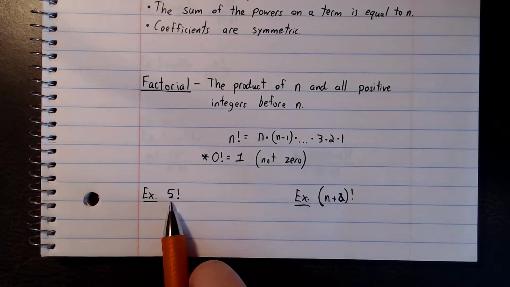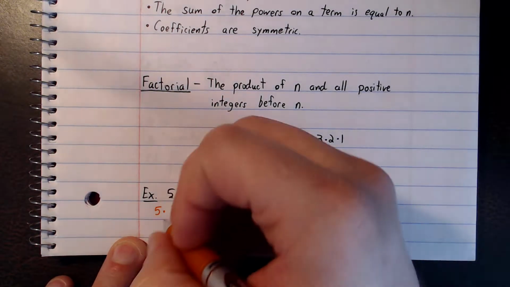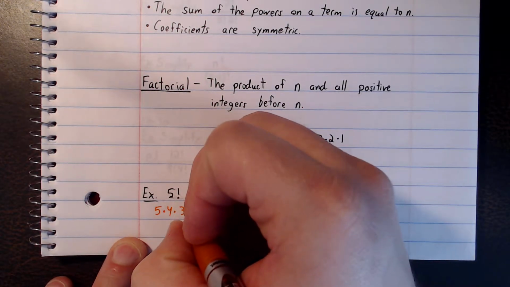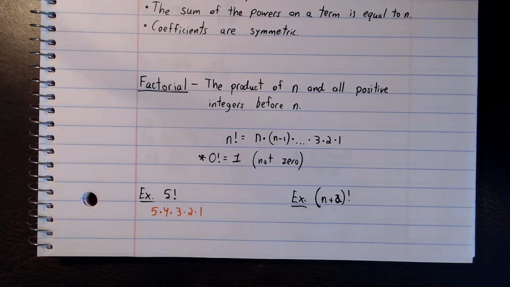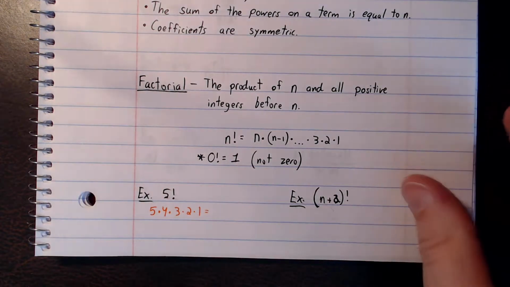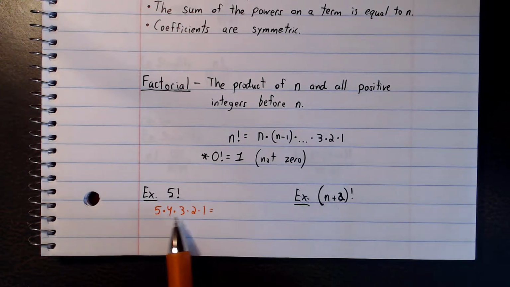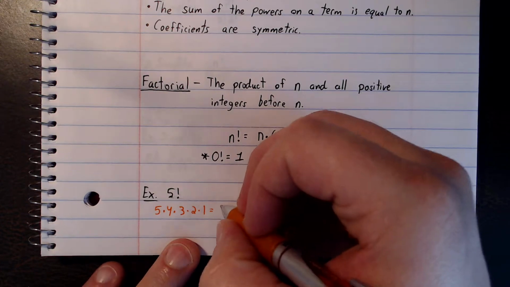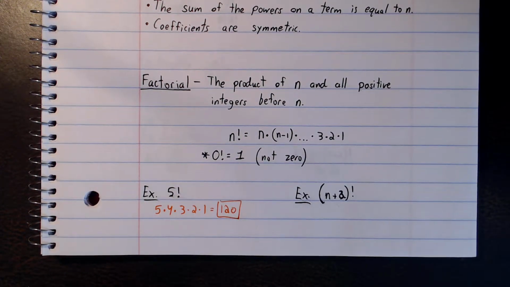So if we're doing 5 factorial, we're doing 5 times every number before it. So times 4, times 3, times 2, down to 1. So we're multiplying all these numbers. And if you want to grab a calculator to do this, you can. Some calculators actually have the factorial button, so you can check it that way. But if we multiply, that gives us 20, times 3 is 60, times 2, we get 120.